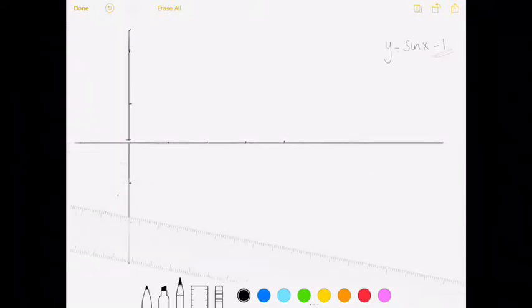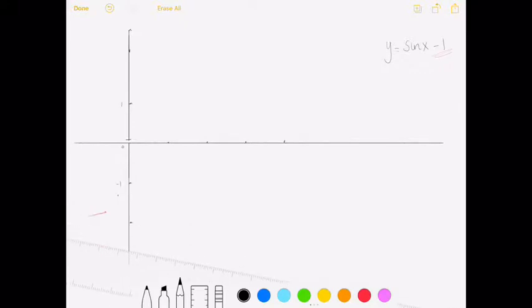Our next graph is y equals sine x minus 1. The graph is getting moved one place down the y-axis instead of up, because it's minus 1. So (0, 0) will become (0, -1). (90, 1) would become (90, 0). (180, 0) becomes (180, -1). (270, -1) becomes (270, -2). And (360, 0) becomes (360, -1).